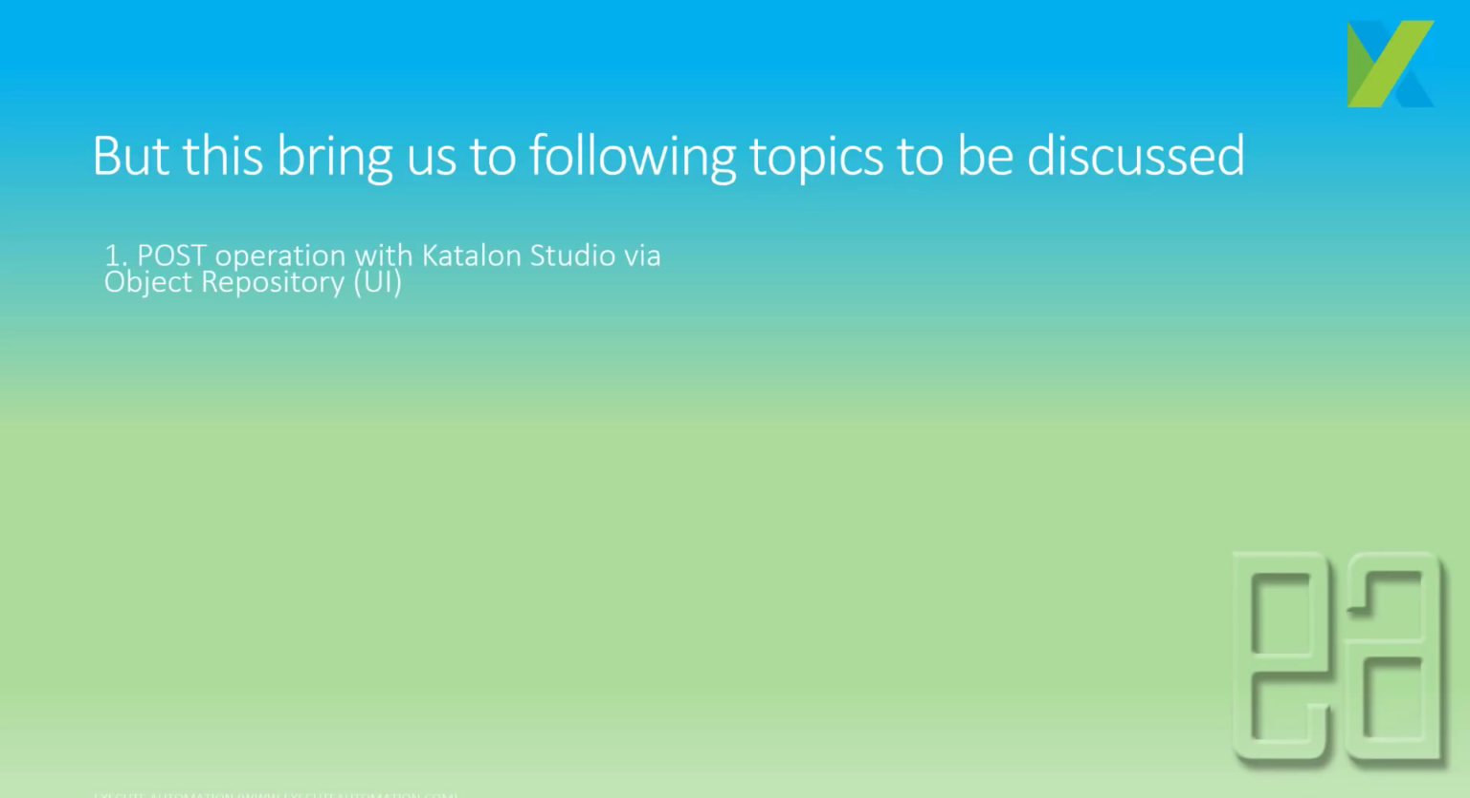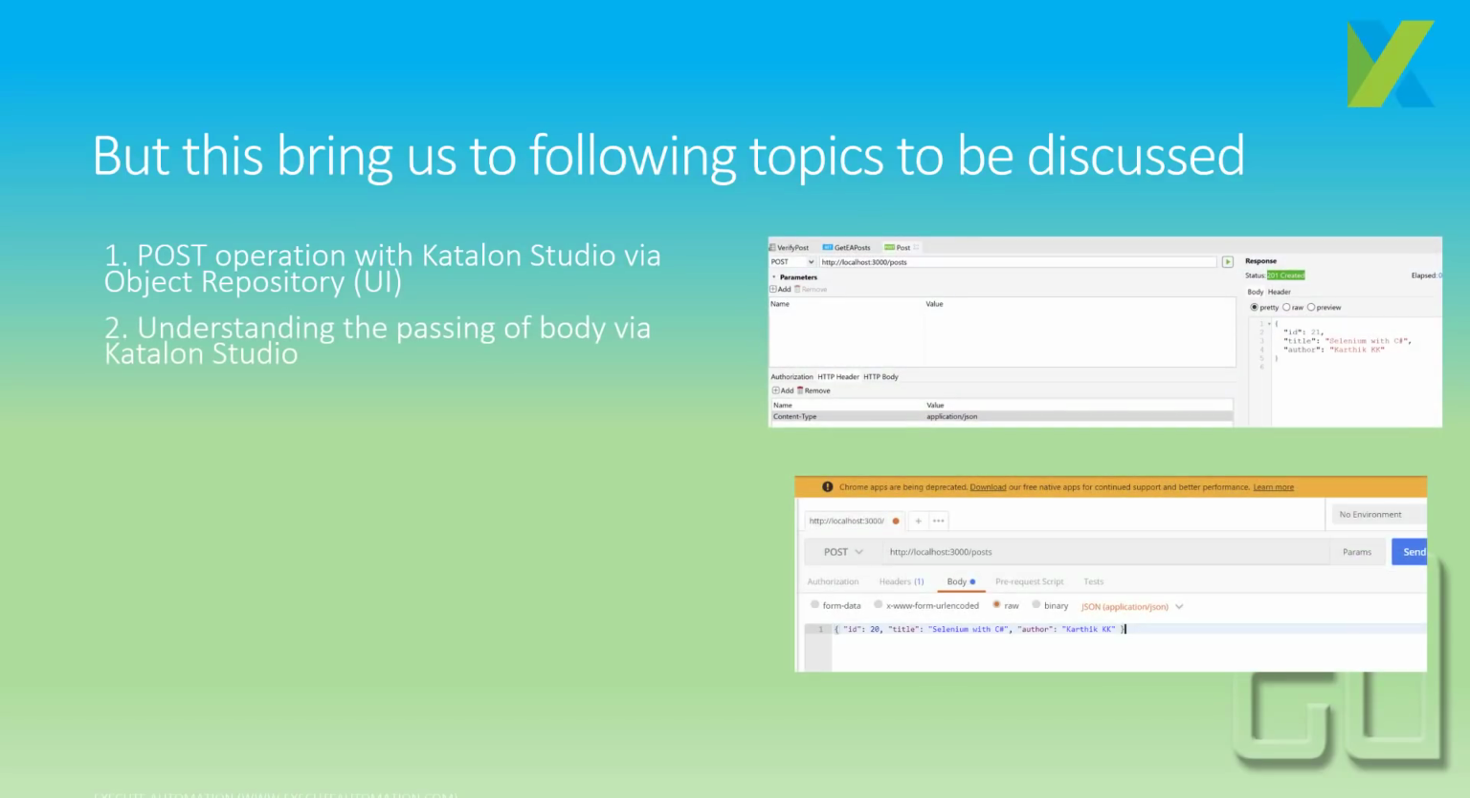Something like post operation with Katalon Studio via object repository, and understanding the passing of body via Katalon Studio, and calling the post and passing the body via script, because we have to do it with the script as well, not just from the UI, and then catching the exception to see if we make any mistakes while calling. Because while you do it with the UI, you always have a straightforward UI to just pass the body and then perform the operation. But while you write a script, you always end up with some kind of mistakes while passing a body. The string will be different from the one that you pass from the UI. So you have to make sure that the exception is being handled and is reported as well.